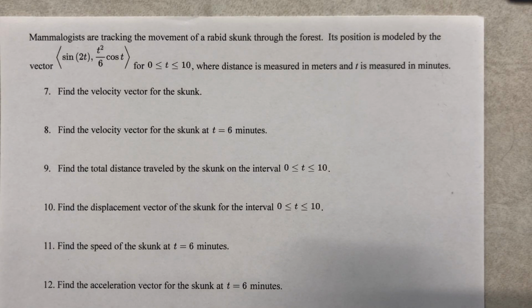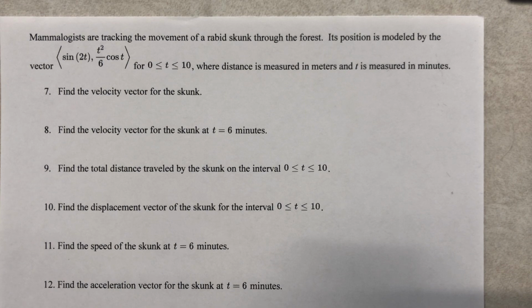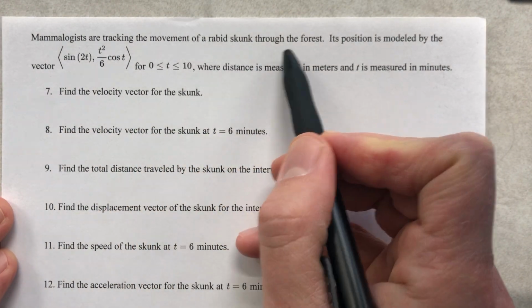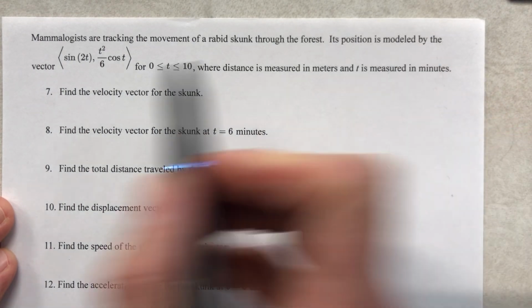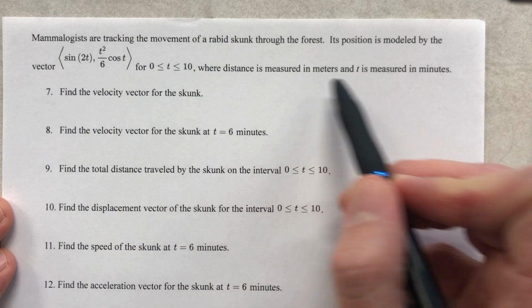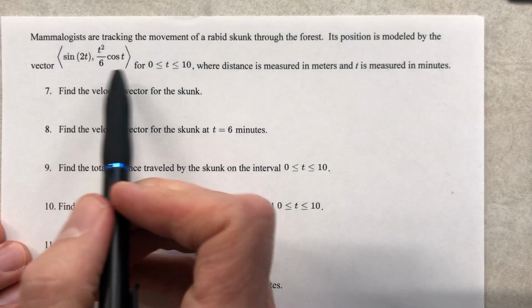You just saw some examples that were not too painful given the formulas, and as long as you know the formulas, you'll be okay. So here we go. Mammalogists are tracking the movement of a rabid skunk through the forest. His position is modeled by that vector from 0 to 10. Distance is measured in meters. T is measured in minutes. So they've been tracking this guy for about 10 minutes, and they know that he's traveling along this path.